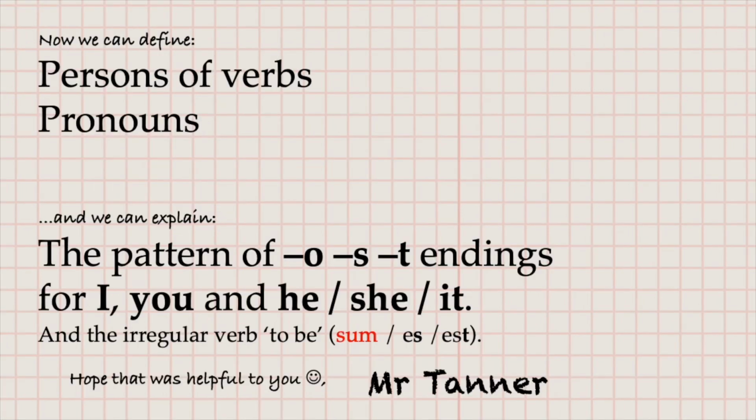So, as a reminder, today you've learnt about persons of verbs. First person, I do something. Second person, you do something. Third person, he, she, or it does something. You've also learnt about pronouns. Little words that stand instead of a noun, so I and you, rather than Mr. Tanner and the listener. And you've now encountered this really important pattern of O, S and T endings for I, you and he, she or it on verbs. And you've encountered sum, es, est, the verb to be. I am, you are, he, she or it is.